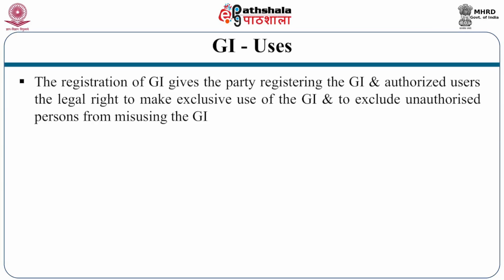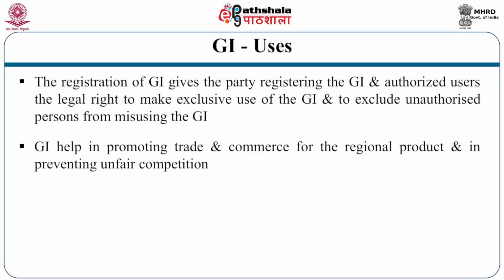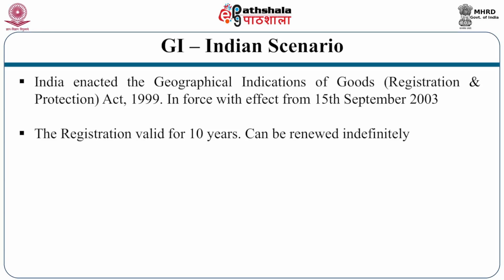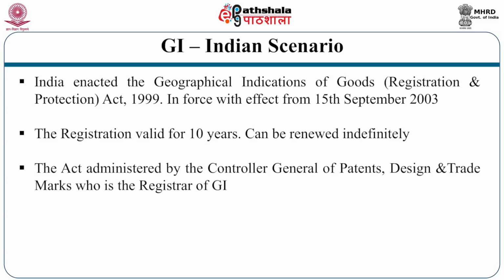The registration of GI gives the party registering the GI and its authorized users the legal right to make exclusive use of the GI, and as in the case of other intellectual properties, exclude others from using it. It helps in promoting trade and commerce for the regional product and in preventing unfair competition. India enacted the Geographical Indications of Goods Registration and Protection Act in 1999, and it came into force in September 2003. The registration is valid for 10 years but can be renewed indefinitely. The Act is administered by the Controller General of Patents, Trademarks and Designs, who is also the Registrar of Geographical Indications. The head office is in Chennai.